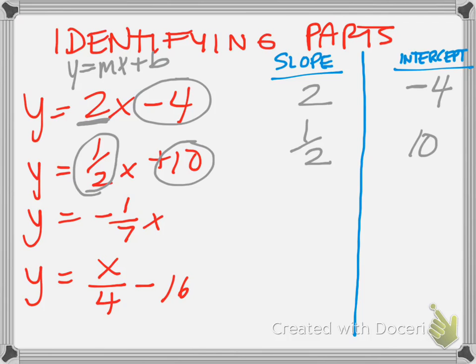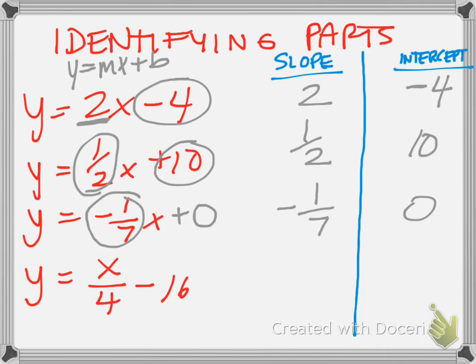On this third one, the slope is -1/7, or down 1, right 7. And this doesn't have a plus or minus anything. When that's the case, you could think about +0. That wouldn't change it. The way it goes is that if there's not an intercept added or subtracted there, then the intercept is 0.